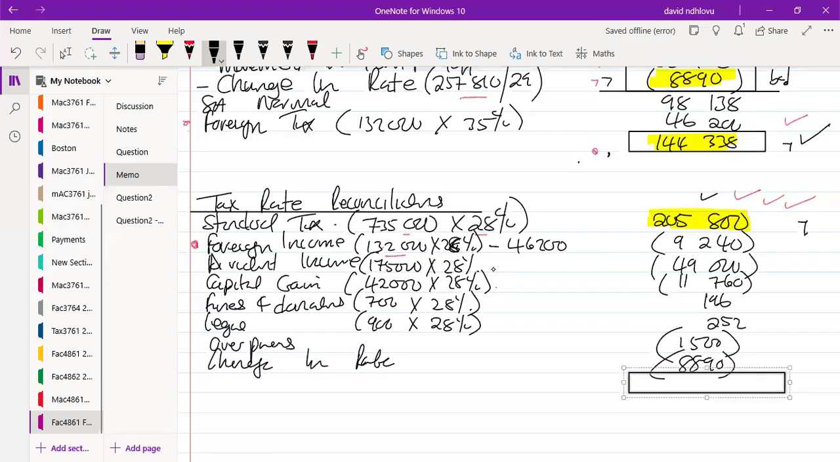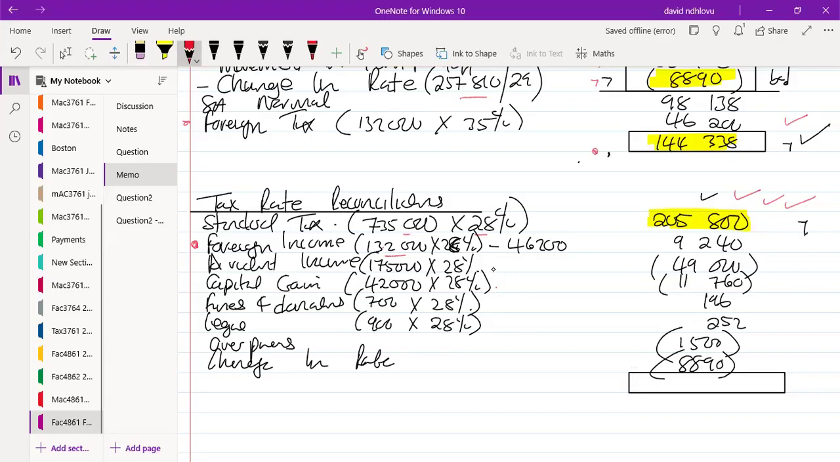205,800 minus 9,240. Again, this one we are adding. This one we should be adding. I get to 132,000 times 0.28. It gives me 36,000.